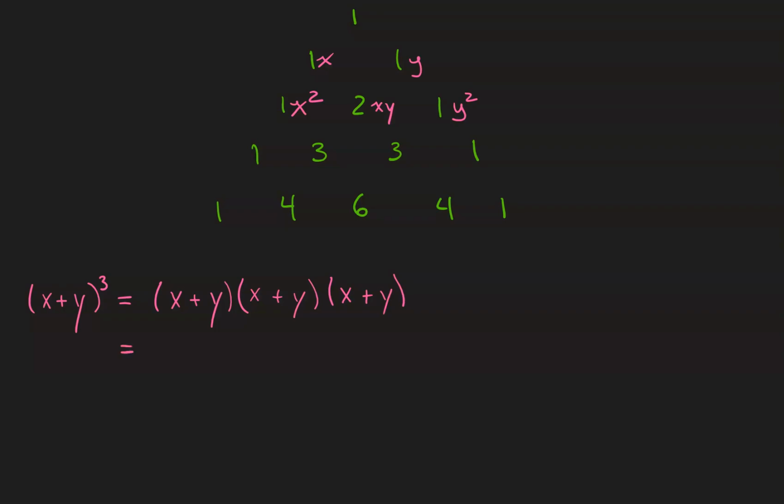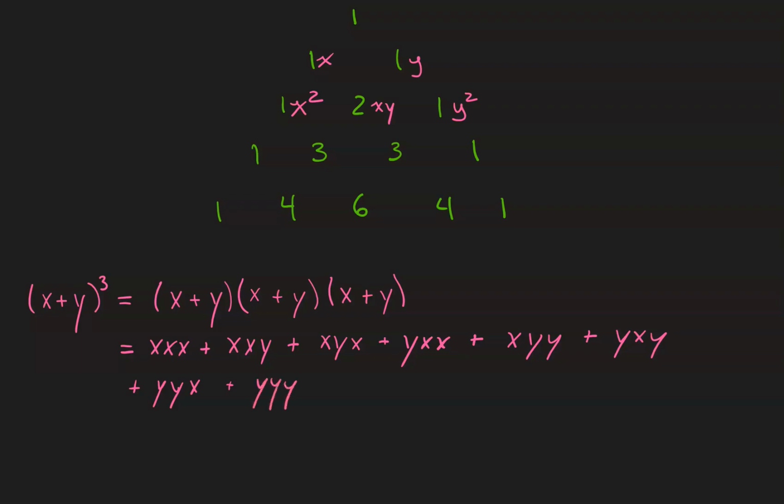So the options are xxx, xxy, xyx, yxx, xyy, yxy, yyx, and yyy.